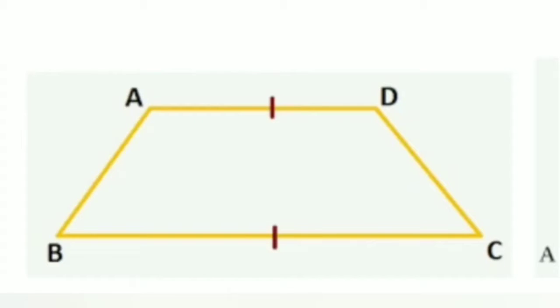This is a trapezium where two sides are parallel and the next two sides are not parallel. You can see this figure here, AB and CD both are the parallel sides. AD and BC are not parallel sides.